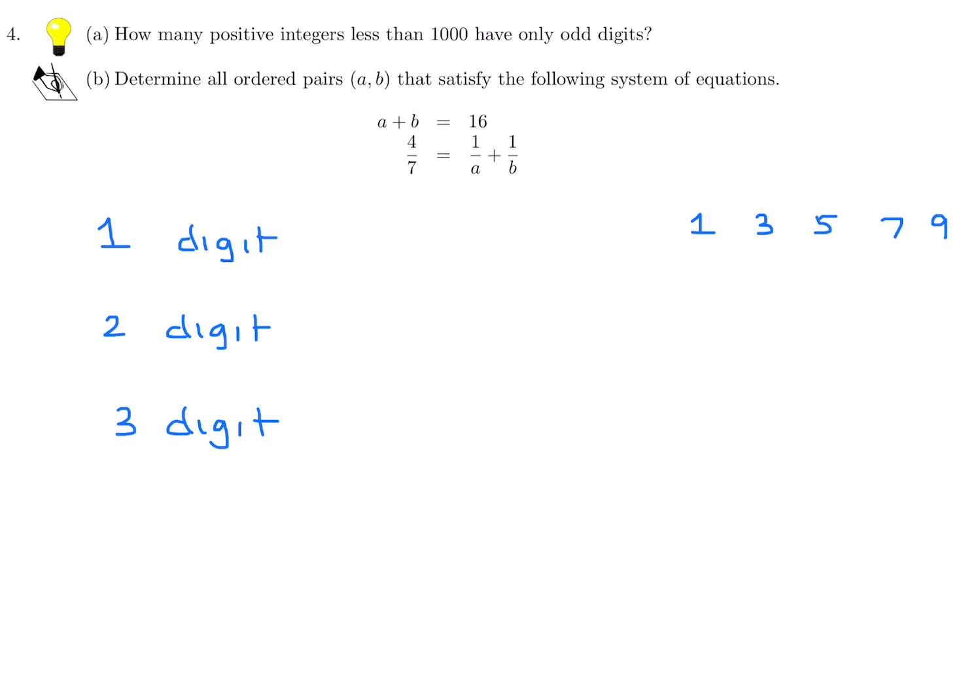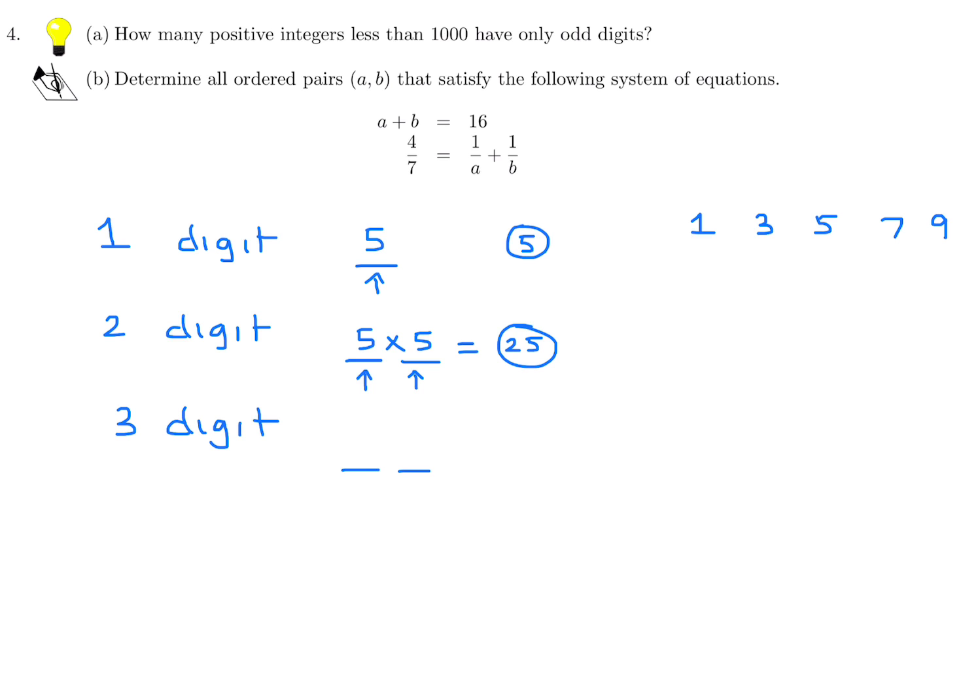If it's a 1-digit number, well, there's only 1 digit, and for that I've got 5 possible choices. So that's pretty straightforward. And those 5 possible choices are 1, 3, 5, 7, 9. What about if I have a 2-digit number? Well, for the first digit, I can put any of those 5. For the second digit, I can also put any of those 5. So 5 times 5, 25 of those numbers. And you certainly don't have to list them all.